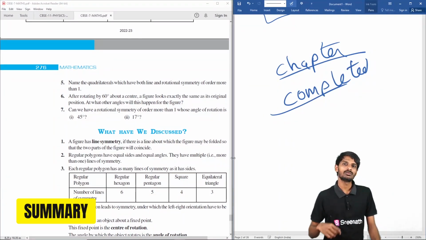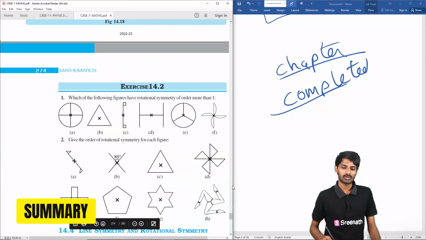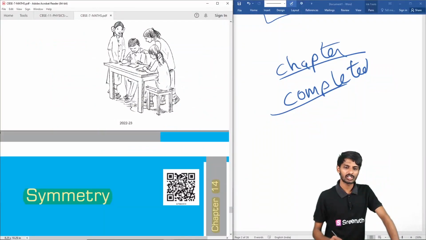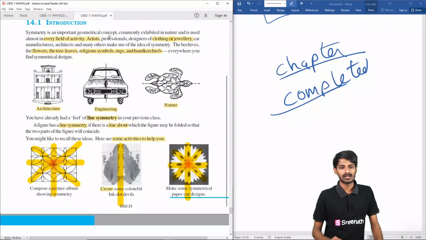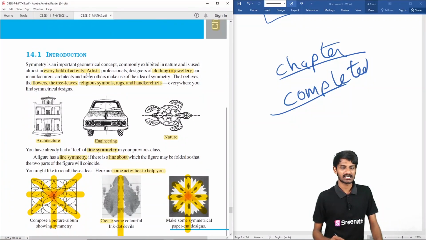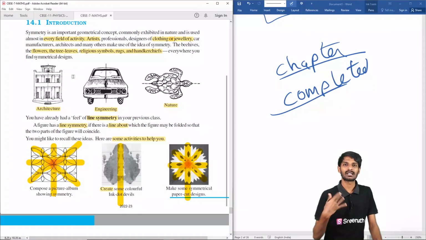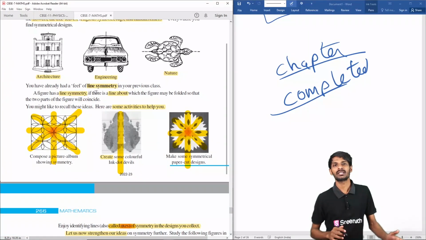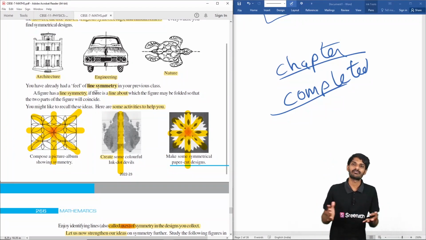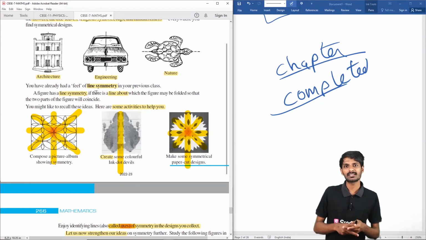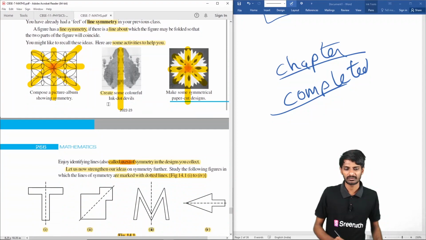Now we will see the summary of this chapter. As we have completed the discussion, students, I have explained each and every topic clearly, so don't worry about it. That is the symmetry chapter we discussed, starting with the introduction. In nature, in architecture, in engineering, in clothes, in textiles, everywhere around us, there is symmetry. Coming to line symmetry, if you draw a line and fold anything around that line, both portions of the object exactly match, then it is called line symmetry.